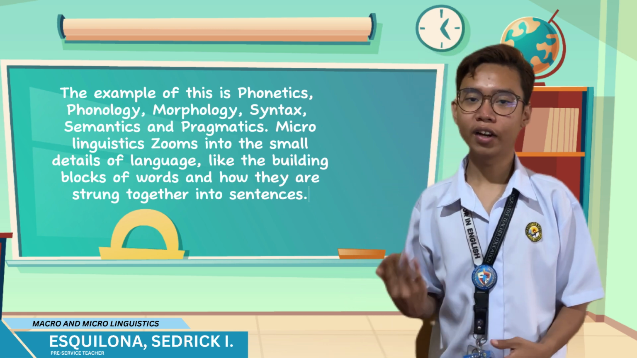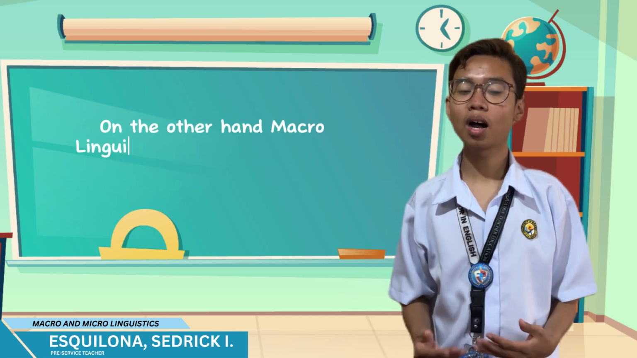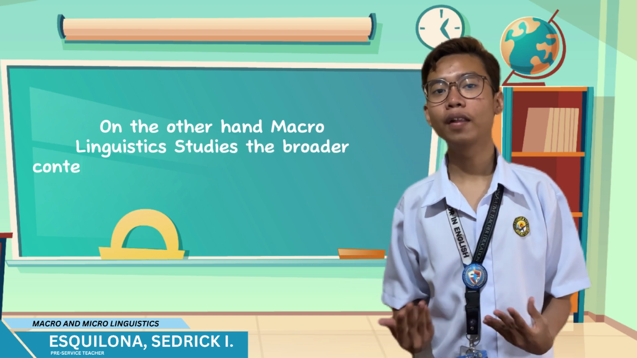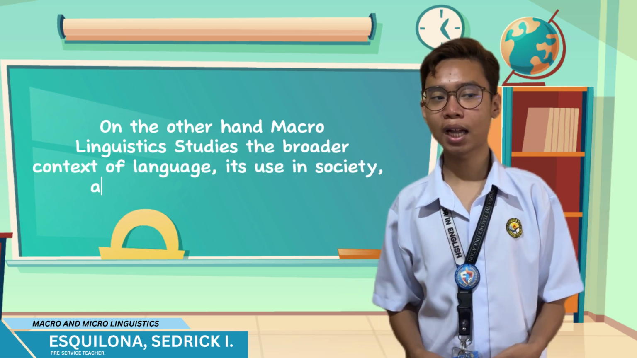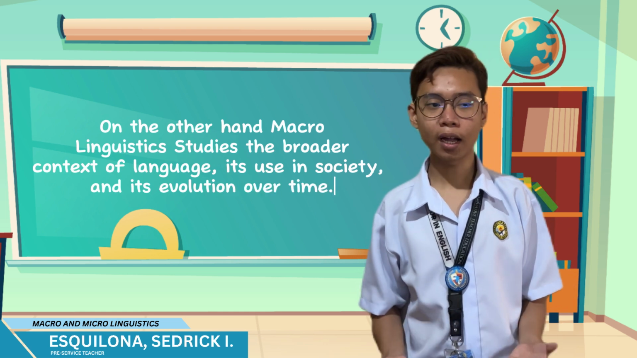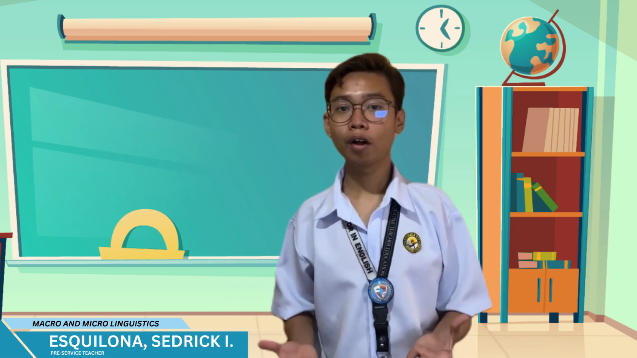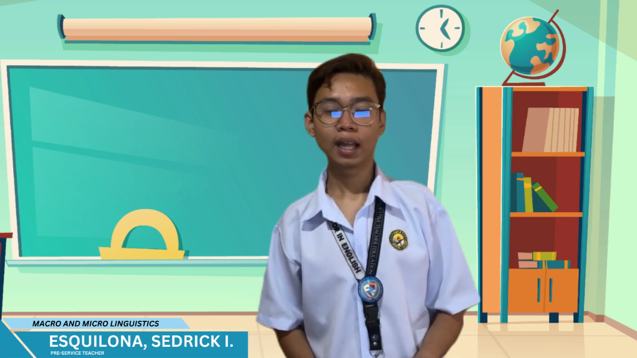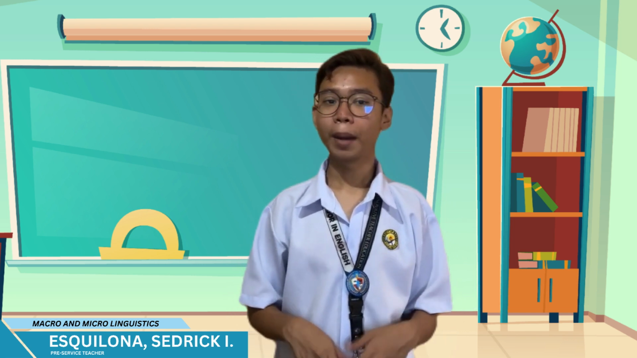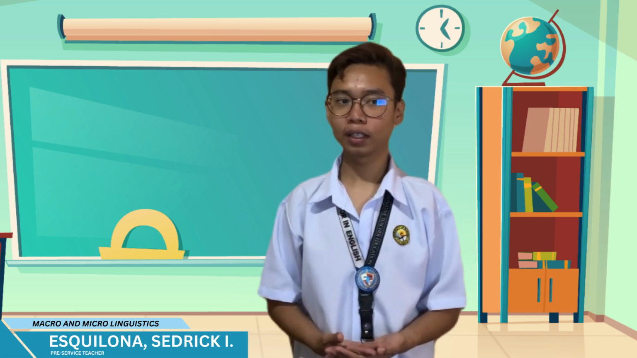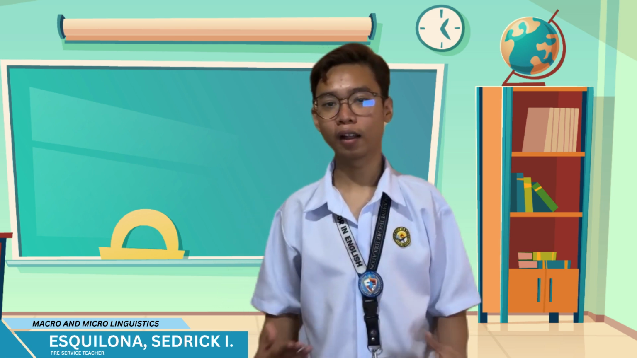sentences. On the other hand, macrolinguistics studies the broader contexts of language, its use in society, and its evolution over time. Examples of these are social linguistics, psycholinguistics, neurolinguistics, applied linguistics, computational linguistics, and discourse analysis. So macrolinguistics steps back and looks at how language functions in the wider world, considering its social and historical context.